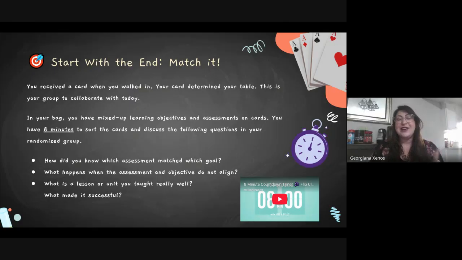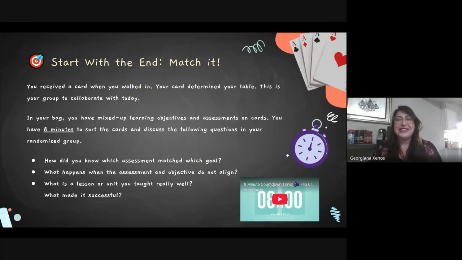Your challenge is that you have 8 minutes to sort the cards, and you're going to discuss the following questions with your group. Okay, so you have to discuss how you knew which assessment matched with which learning target, what happens when the assessment and the instruction do not align, and what is a unit you taught really well and what made it successful. So go ahead, we're going to have an 8-minute timer. I would love for us to share out at the end. So please go ahead and dive on in.